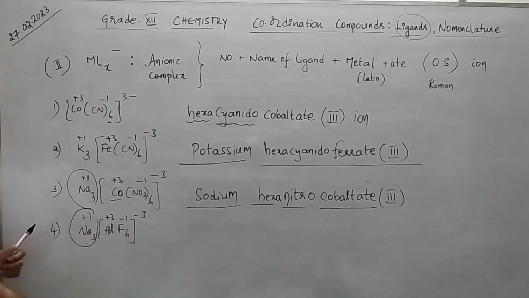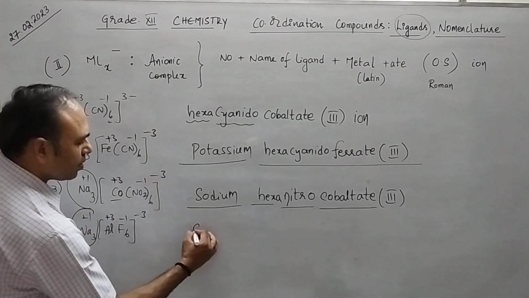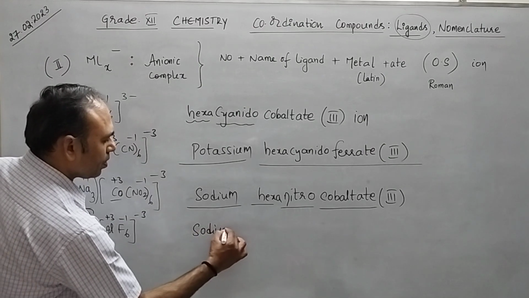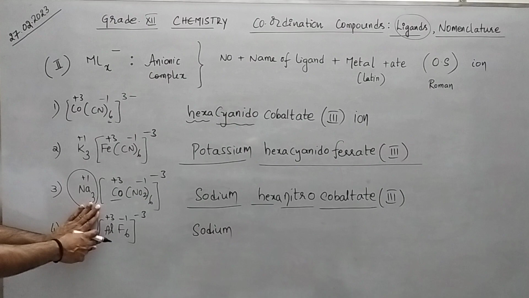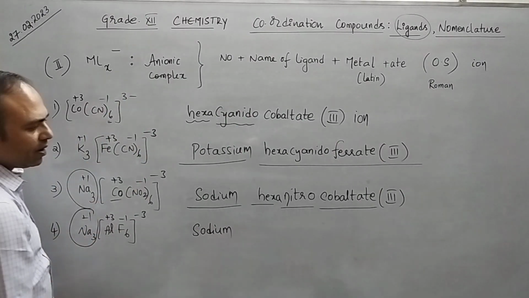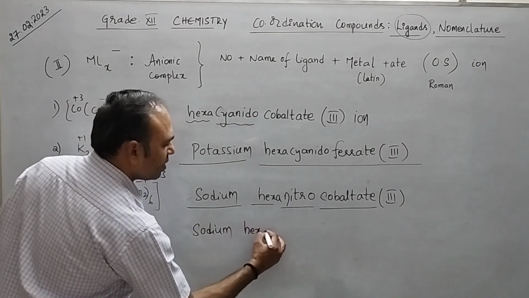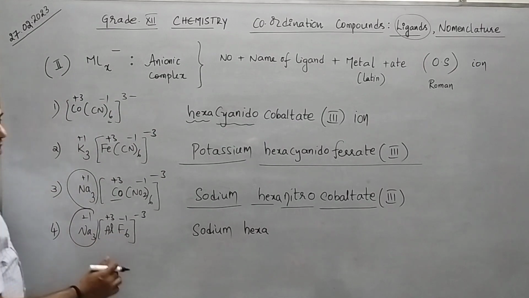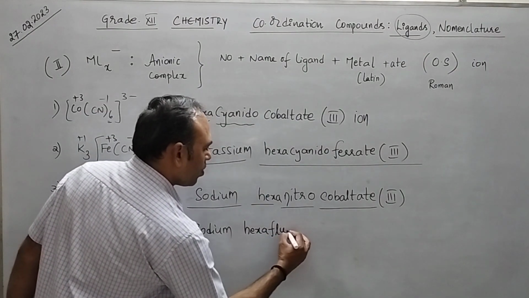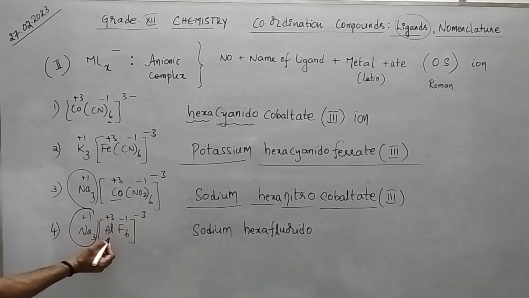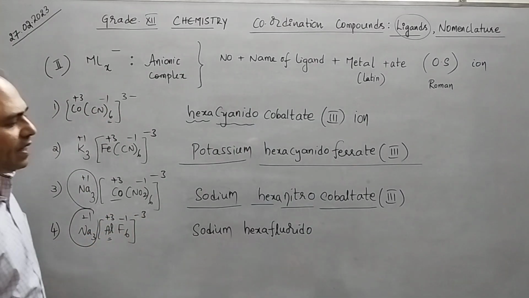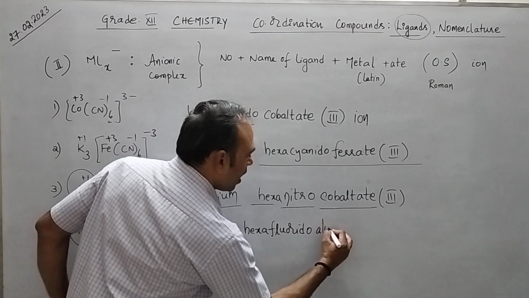Next. See, we have both plus and minus. Therefore, write the cation first. So we have sodium. And to this anionic complex, you apply the same formula. Number 6 ligands. Therefore, hexa. F can be written as fluorido. After this, don't leave space. We have to write metal plus ATE. So it will become aluminate.